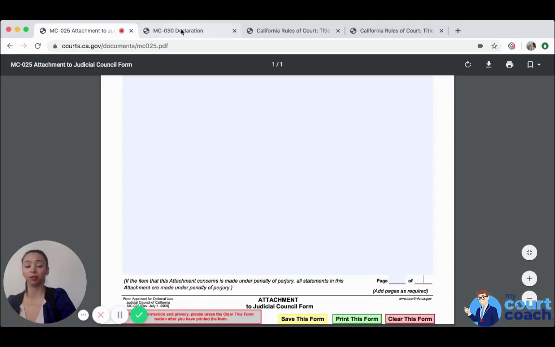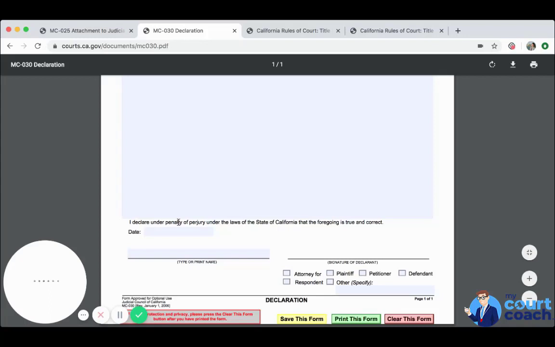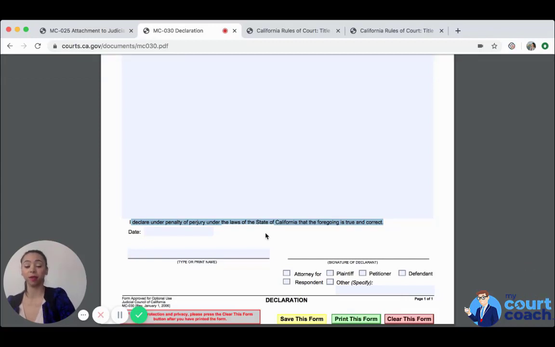So what that means is that you don't have to continuously write the statement over and over again, because all declarations are prepared and signed under penalty of perjury under the laws of the state of California, and that the foregoing is true and correct. You have to date it, sign it, and then say whether you're the petitioner or the respondent.